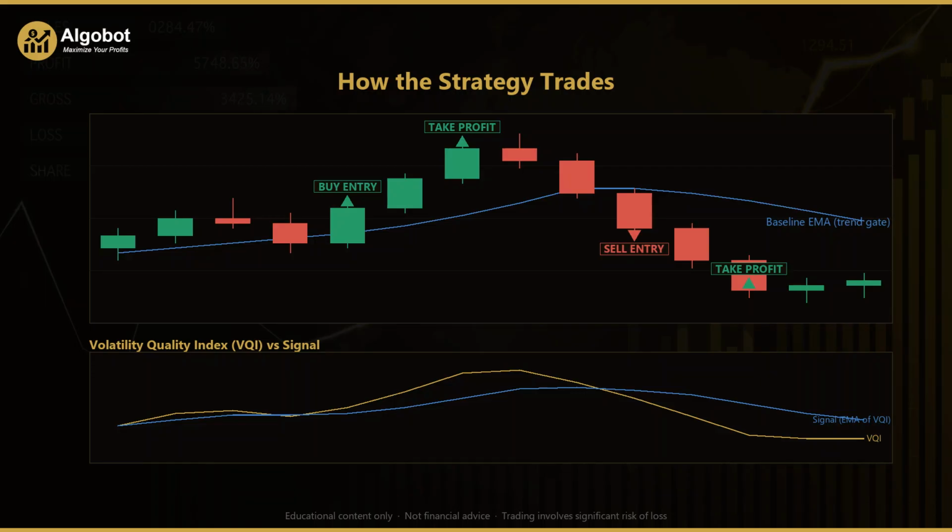So in one clean sequence, you've seen both halves of the strategy: a long entry on an upward quality flow cross above the baseline, and a short entry on a downward quality flow cross below it, each followed by a volatility scaled target. Notice how the VQI's dip and recross behavior times entries on resumption rather than at the extremes, and how the baseline filter keeps every trade aligned with the larger trend.